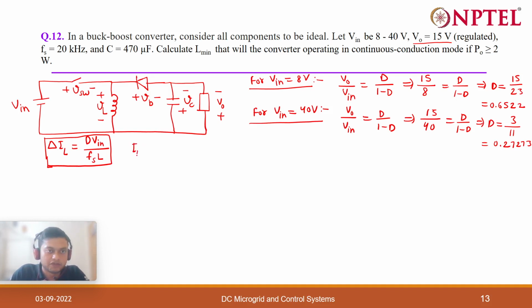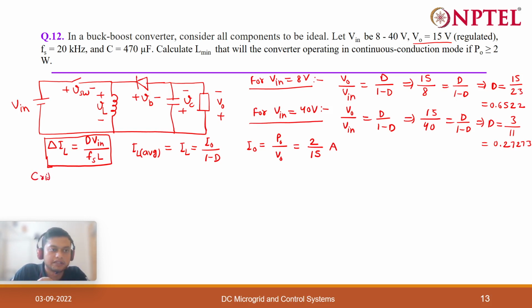And what will be the average inductor current, IL average? IL average you can simply denote as IL, I naught divided by 1 minus D. We have P naught and V naught given, so you can write I naught as P naught divided by V naught. So P naught is 2 watt, V naught is given as 15 volt. We will use it later. So we have to find out the L minimum value.